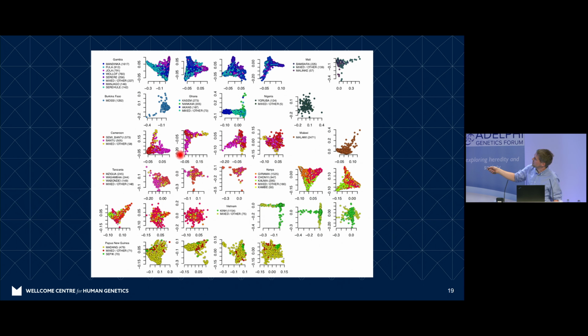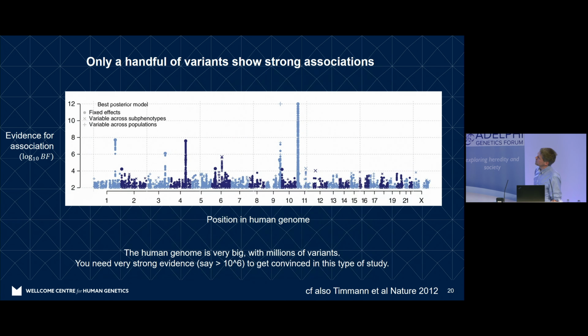The same thing is true in Kenya. Cameroon has a great deal of structure in these data. All the populations essentially are highly structured in the way that we've heard. So this is the kind of overall result from this.